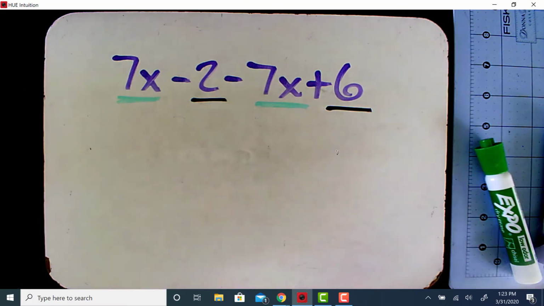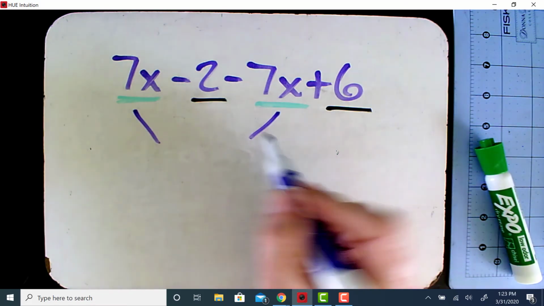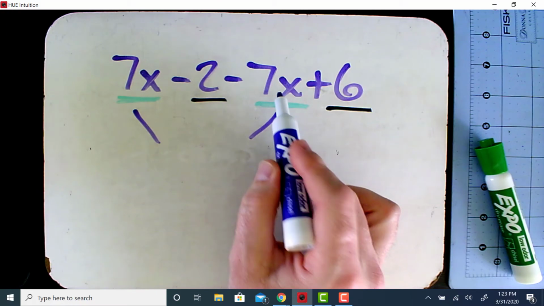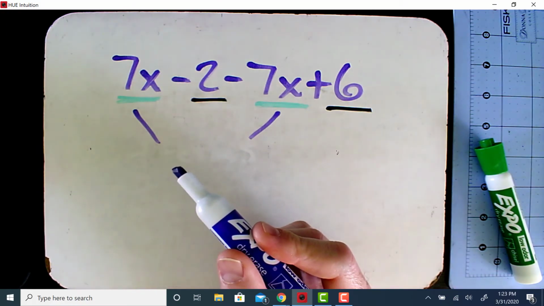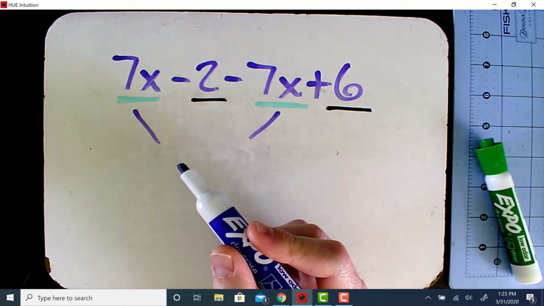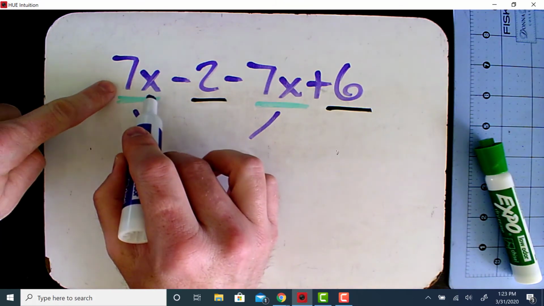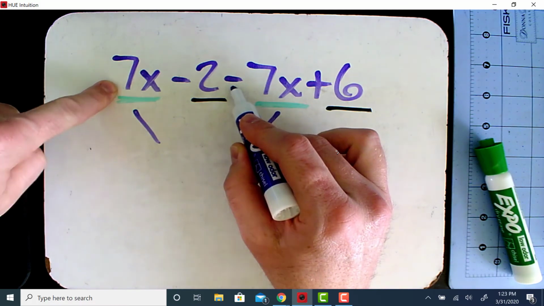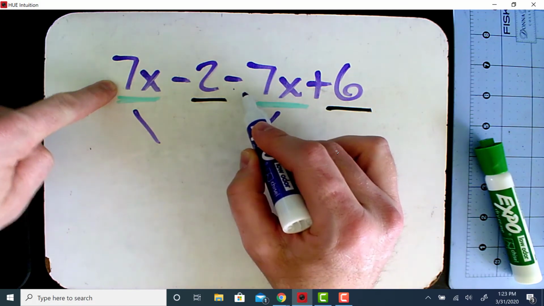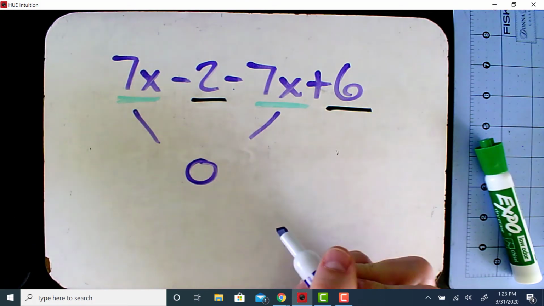Once I've identified my like terms, then I can start working to combine those like terms. So I've got 7x, and I'm going to combine it with my 7x here. Now, here's how I know what to do with them. If I want to know if I'm supposed to add them or subtract them, I look at the sign that's in front of the second term. So I have 7x here, and my second term is 7x. And if I look at the sign in front of it, it's a minus 7x. So I've got 7x minus 7x, which just leaves me with 0.